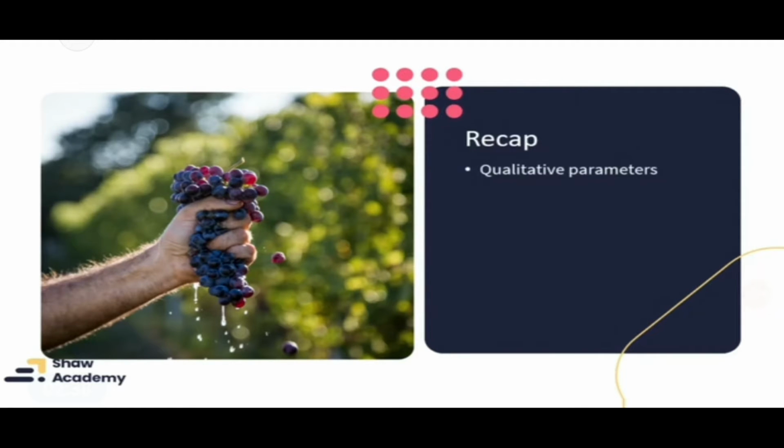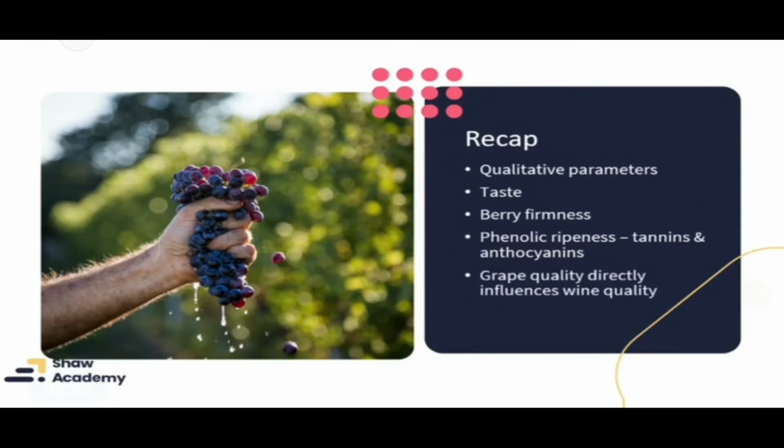Along with these parameters, the winemaker will also take time to walk through the vineyard and taste samples. These are examples of the qualitative parameters. So the winemaker is evaluating the phenolic ripeness of the grapes, looking at the tannins and the anthocyanins. One thing that's really important to keep in mind is that the grape quality directly influences the wine quality.